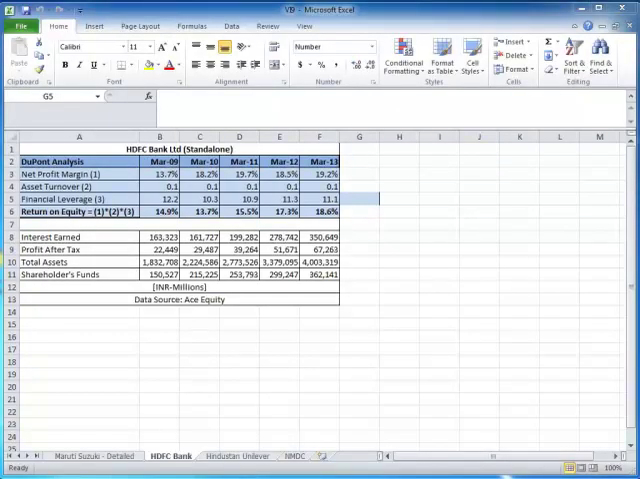HDFC Bank. Now we are going to look at the numbers behind the return on equity that we talked about. HDFC Bank, as we mentioned, has very high levels of financial leverage. If we look at these top 4 lines, we see the net profit margin, the asset turnover, and the financial leverage, and the return on equity is simply the product of these 3 items. We multiply the 3 items by one another.